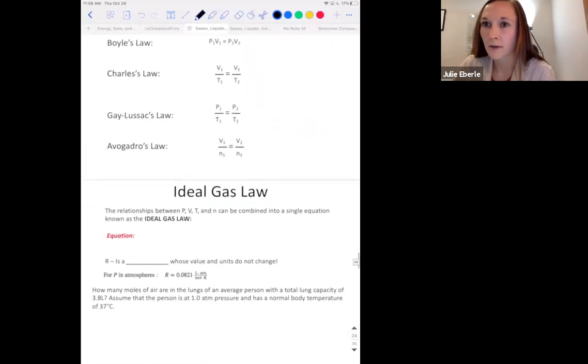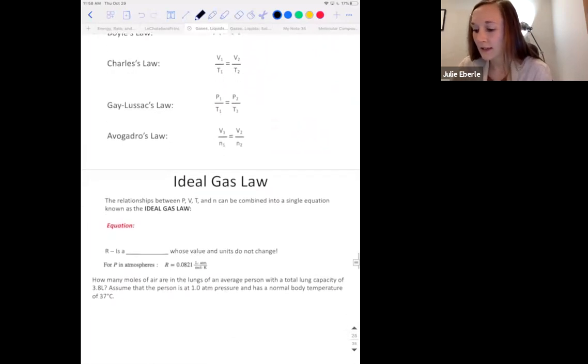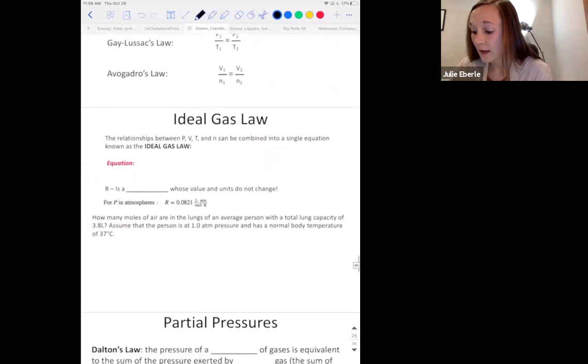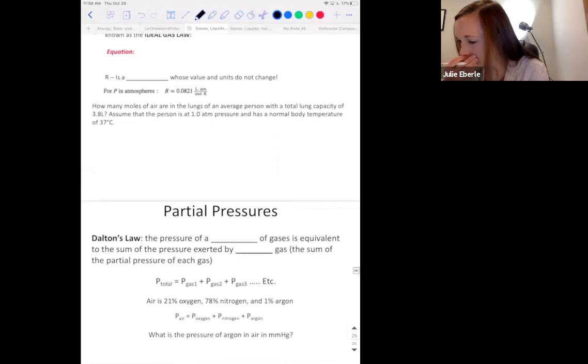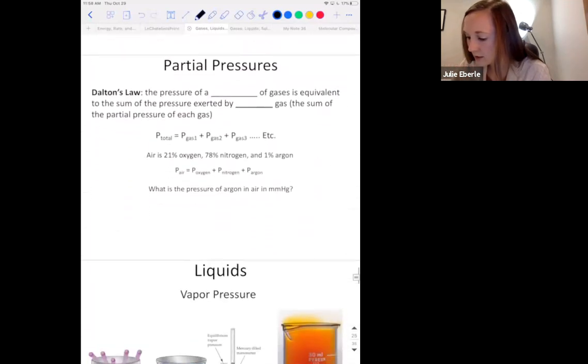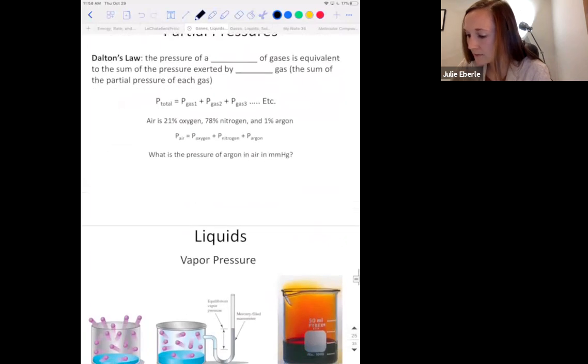The last one I want to talk about in our remaining, what do we got, 7 minutes, is the ideal gas law. And then really you know what, we're probably going to have to skip over partial pressures since we're not going to get to it. I'm trying to see how many slides we have left.